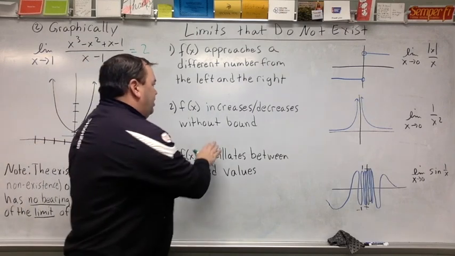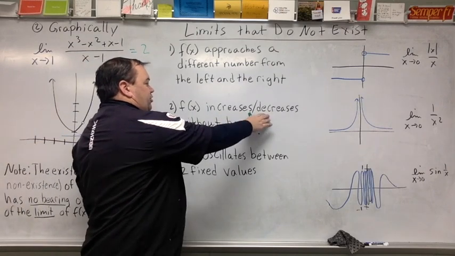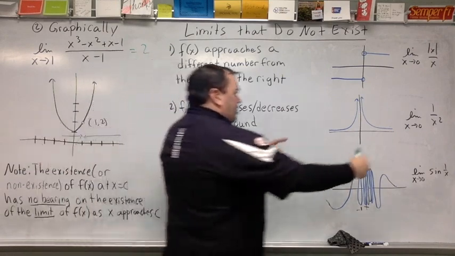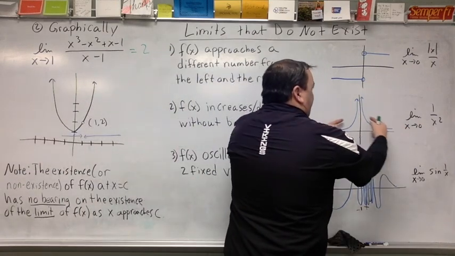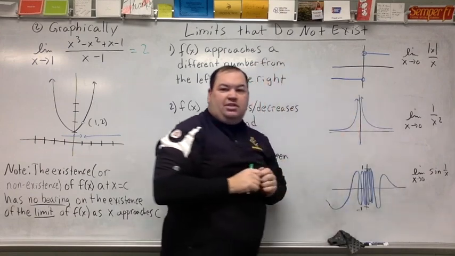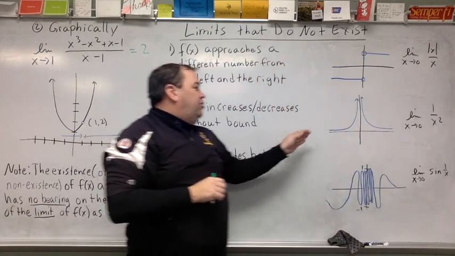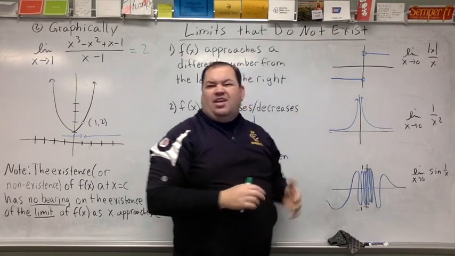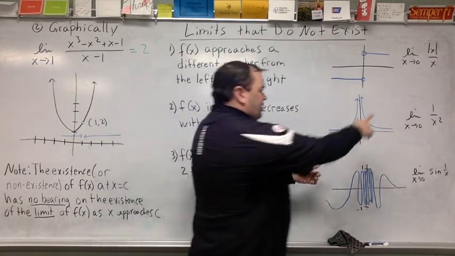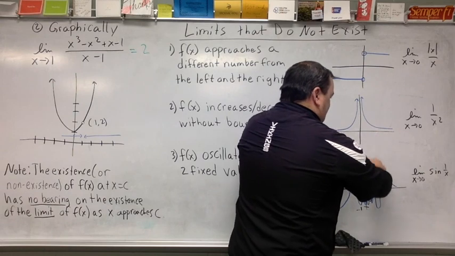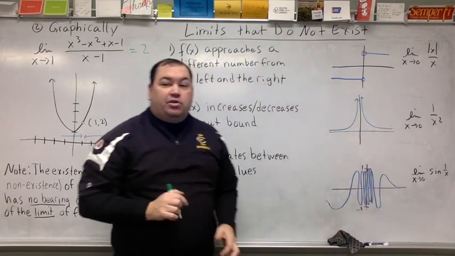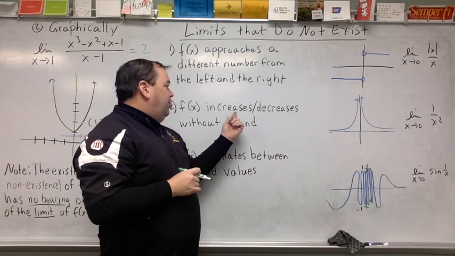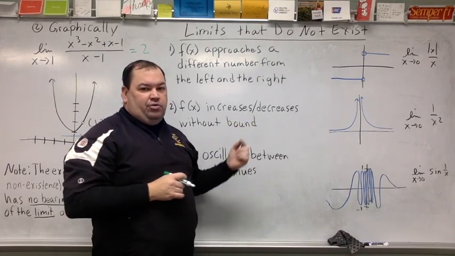The second one we talk about is when things increase or decrease without bound. This is your asymptote. My function here is getting very close to the y-axis, but it's never going to get there. So these y values keep getting bigger and bigger and bigger. It works if it's pointed down. If this had a negative and it went down, this thing would get smaller and smaller and smaller, but it's not approaching a specific number. So it increases or decreases without bound.